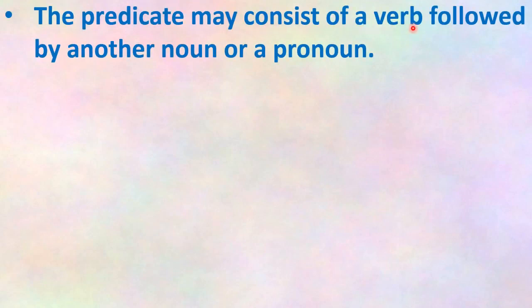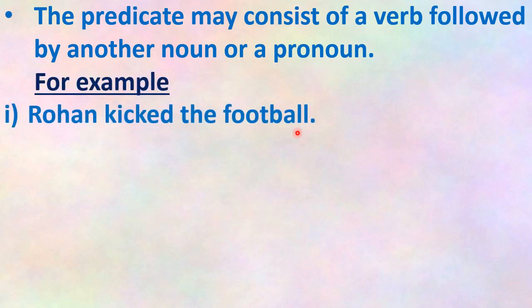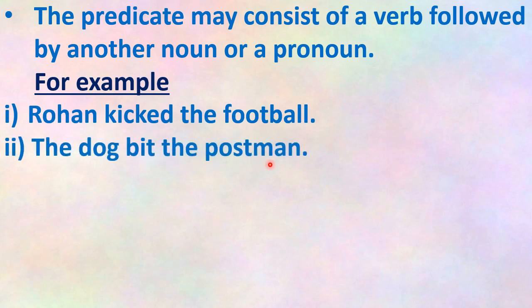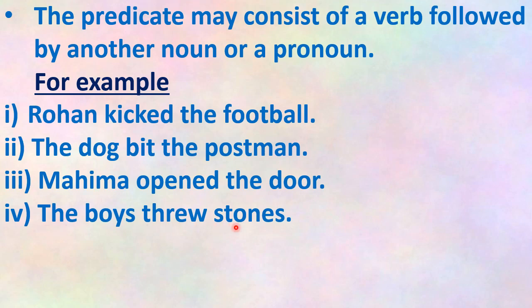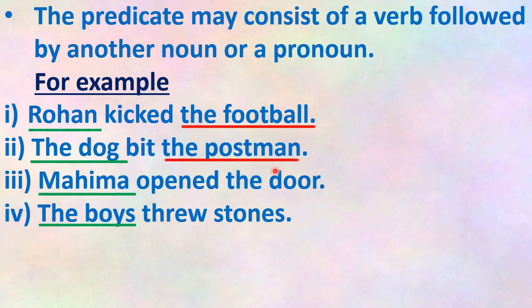The predicate may consist of a verb followed by another noun or a pronoun. For example, Rohan kicked the football. The dog bit the postman. Mahima opened the door. The boys threw stones. So now in these sentences, the subject Rohan, the dog, Mahima, the boys are doing some actions. The actions of the subject were received by the football, the postman, the door, stones.